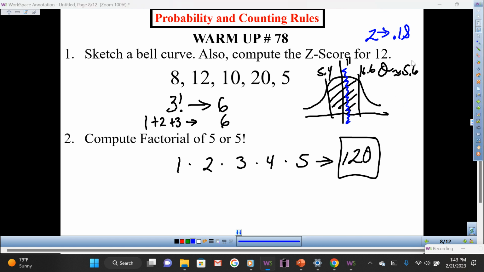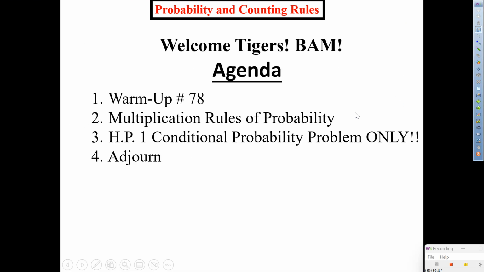All right, copy the agenda, please. Warm-up 78, multiplication rules of probability. Today we're going to close this section in regards to the multiplication rules with one more rule, and that rule is focusing on conditional probability. So tonight's home play is only one small problem, only one.